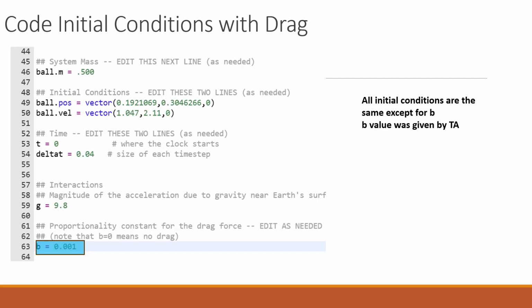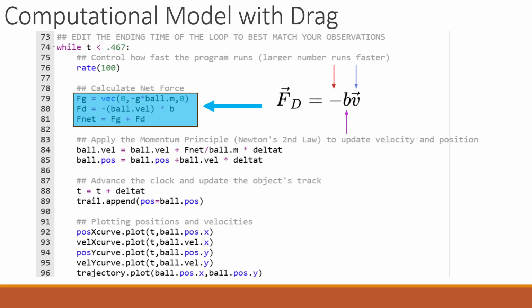These are our code initial conditions with drag. All initial conditions are the same except for b. We set b equal to 0.001, which was given to us by the TA. We have to update our f net to account for drag. We kept our force of gravity, but we added a force of drag, which is negative b times v. So we coded the line negative ball velocity times b, which we just set in the slide before. Then we plugged this back into our velocity and position formulas.